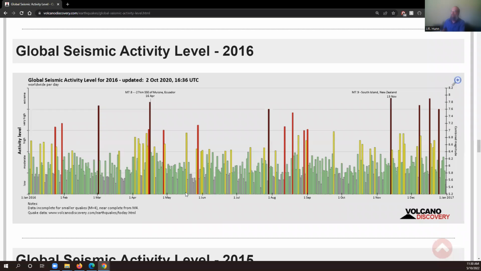So what we're looking at here is volcanodiscovery.com, and I can post this entire link. That's just the name of the website. It's earthquakes/global seismic activity level. So this is for the whole year of 2016. I'm going to start here. We'll go up and down to show you some prior years and some more recent years. This period of May is what we're coming up into. Today is actually May 10th, so that's somewhere around here.